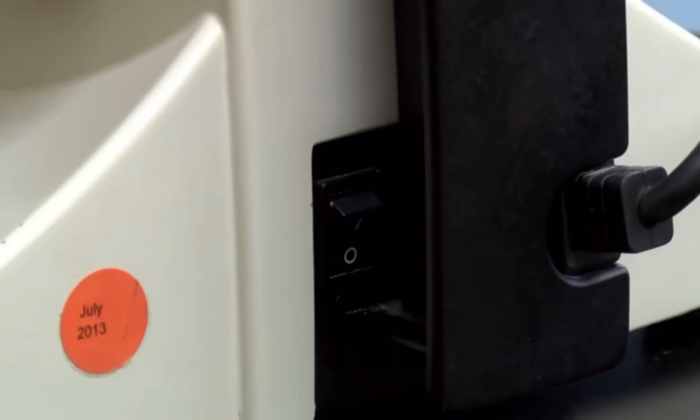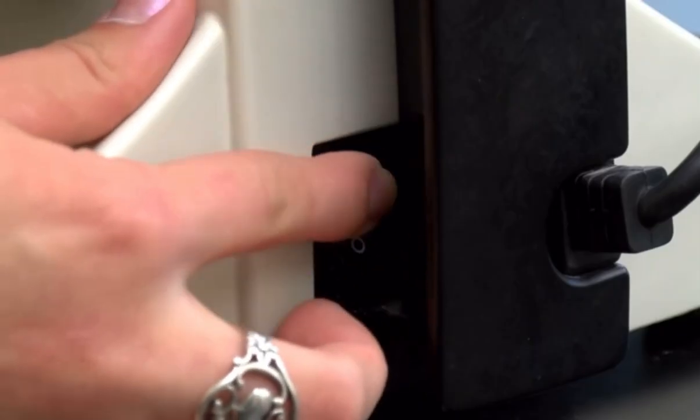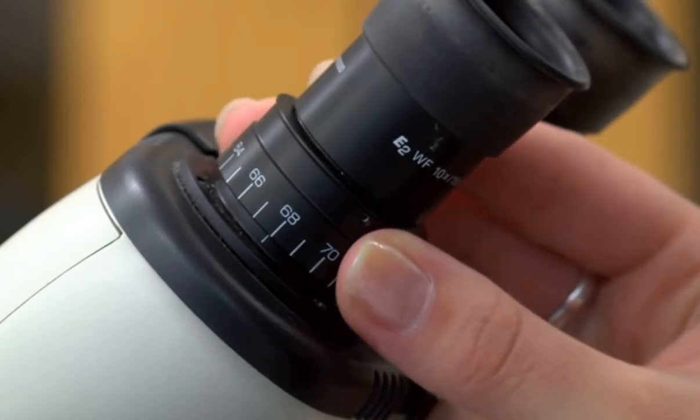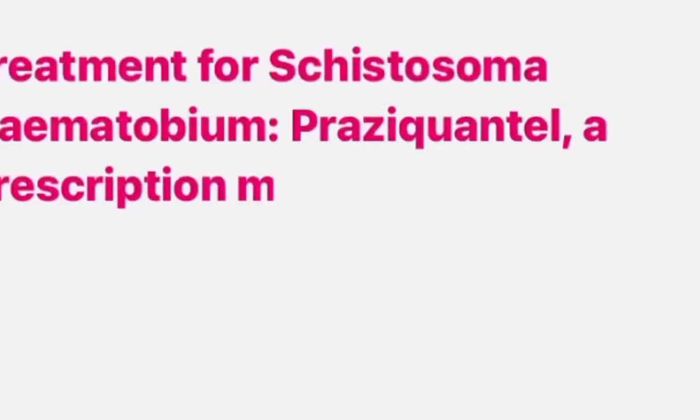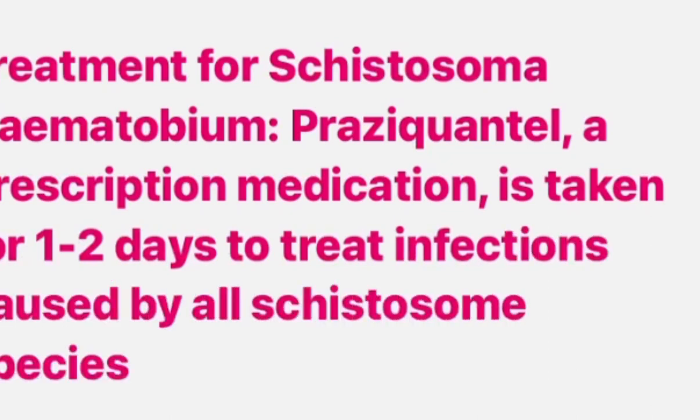The diagnosis for Schistosoma haematobium is microscopic blood in the urine, which can be detected by chemical reagent strips. We have the treatment for the Schistosoma haematobium. So the treatment for this is praziquantel, a prescription medication taken for 1 to 2 days to treat infection caused by the Schistosoma species.